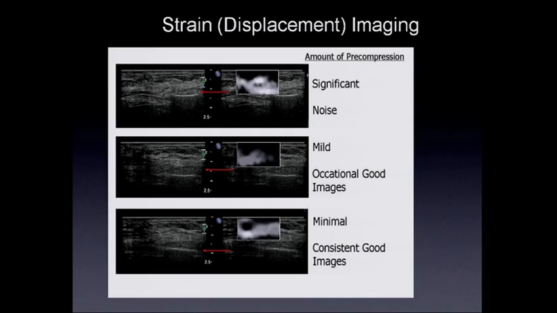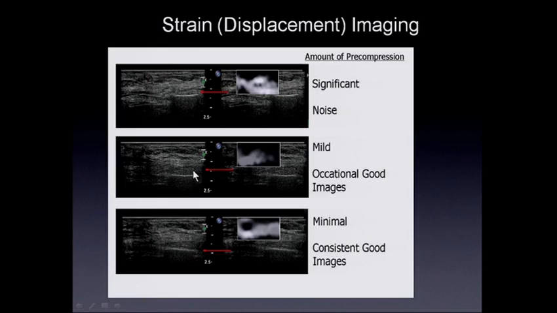This is to show you what happens with strain imaging. And what we have found is that if you apply minimal pre-compression, and here I'm using this rib at about 2 centimeters, we really get a very good elastography of this epidermoid cyst.